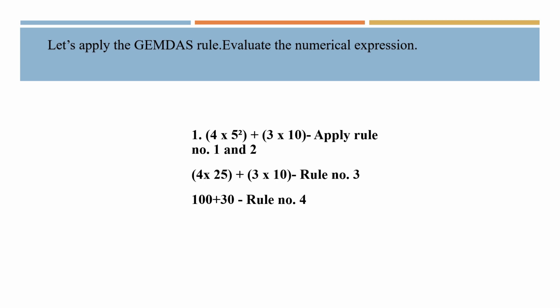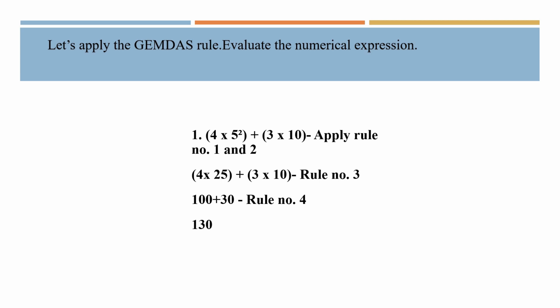Perform the multiplication and division. 100 plus 30 equals, what is the answer, children? Rule number 4, addition and subtraction. So, 100 plus 30 equals 130.